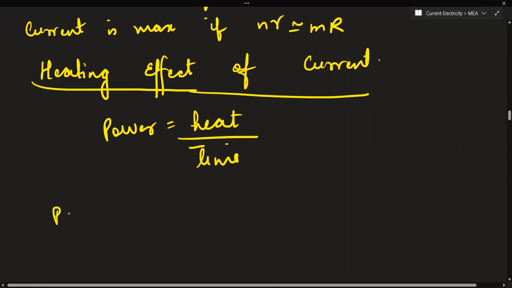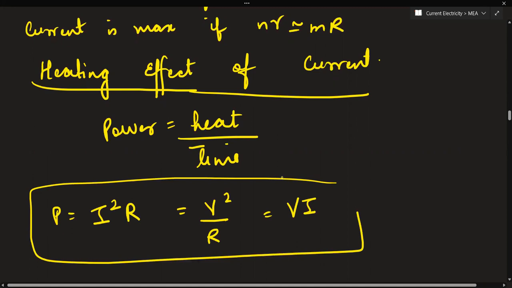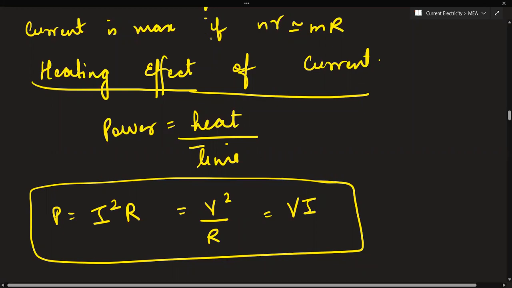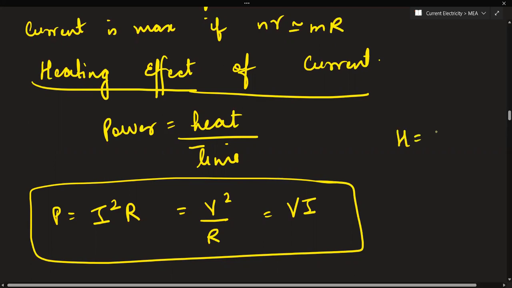The direct formula that comes in your exam is I squared R, or it can also be written as V squared divided by R, or it is also written as VI. All three are the same. Remember the way we had energy for capacitance, it was half CV squared, it was Q squared by 2C, including all three. H is equal to I squared Rt. Yes, that is also there. Heat will directly be I squared Rt.